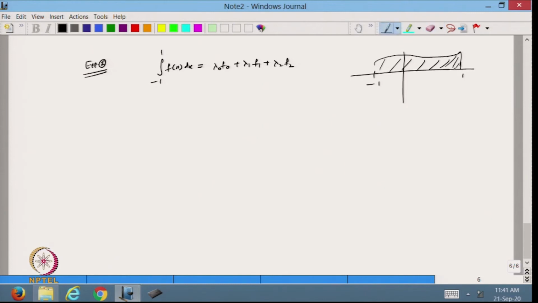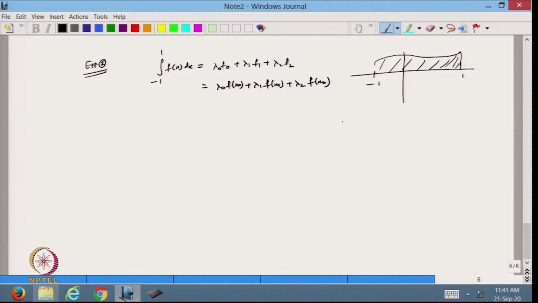So, this value I have. Now, in this case I do not know whether I should choose these nodal values somewhere or any other nodal value, because the nodal value is also not defined. So, in this case this is basically equal to lambda naught f at x naught plus lambda 1 f at x 1 plus lambda 2 f at x 2.